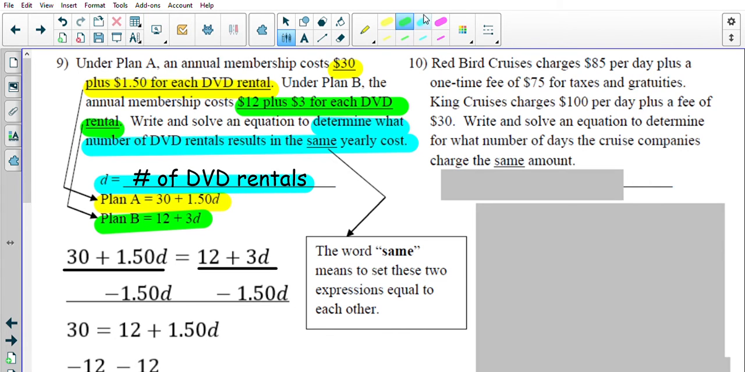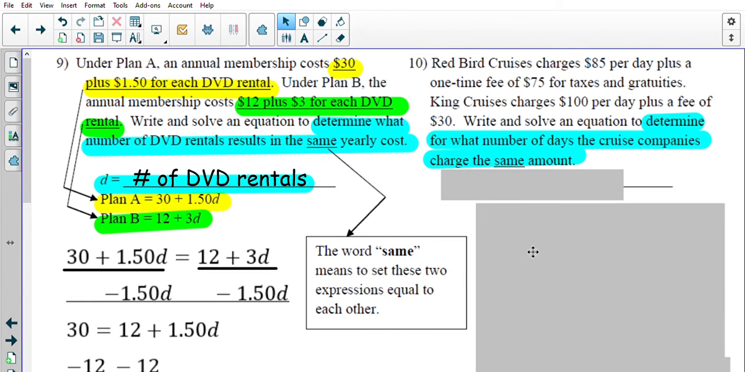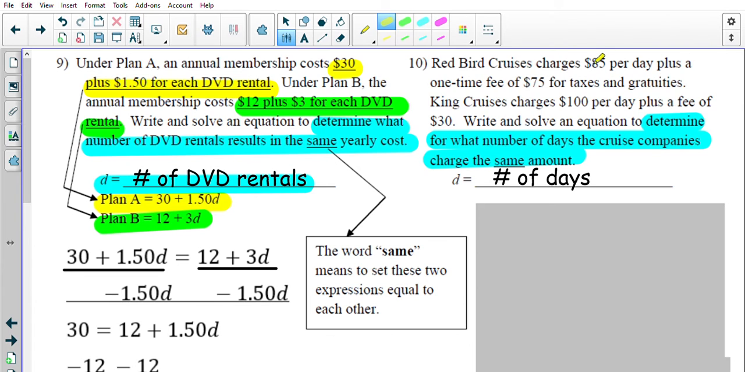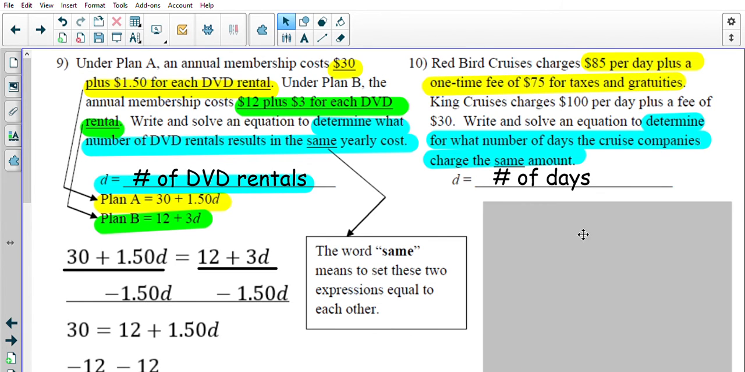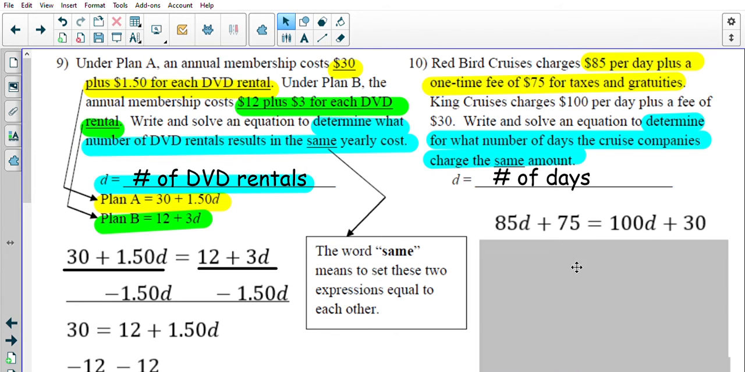So we are trying to determine the number of days the cruise companies charge the same amount. Same indicates we're going to set them equal to each other. First things first, let's go ahead and define a variable. I'm going to let D equal the number of days. Let's start with Redbird Cruises. We know they charge $85 per day and a one-time fee of $75 for taxes and gratuities. So that would be 85D plus 75. I probably should have put those separate, but 85D plus 75.